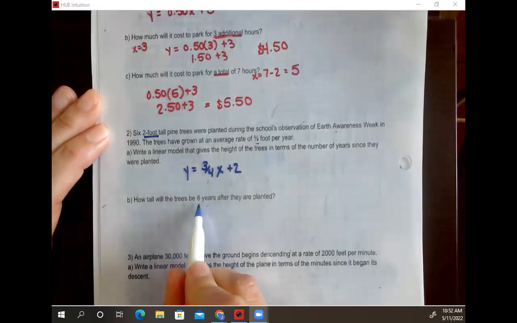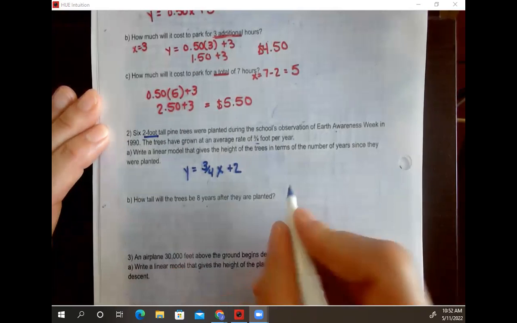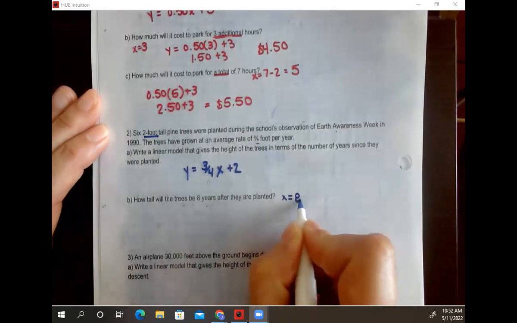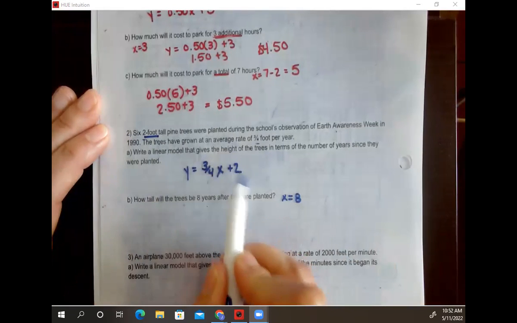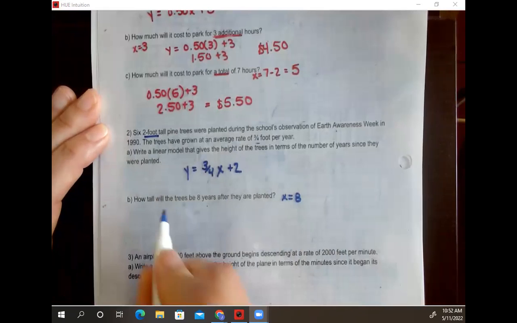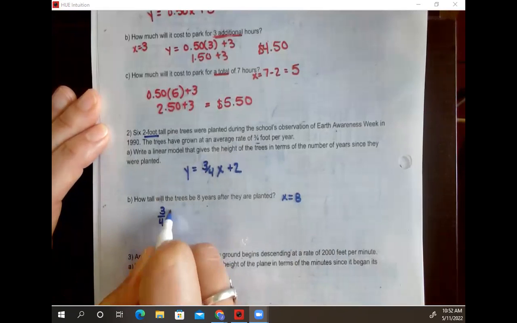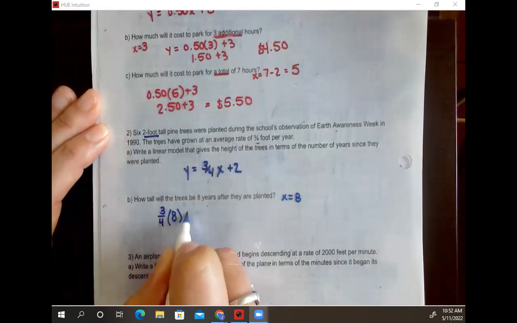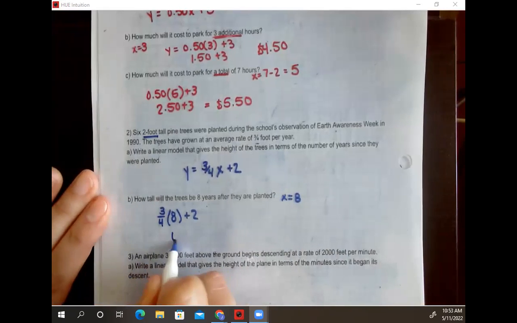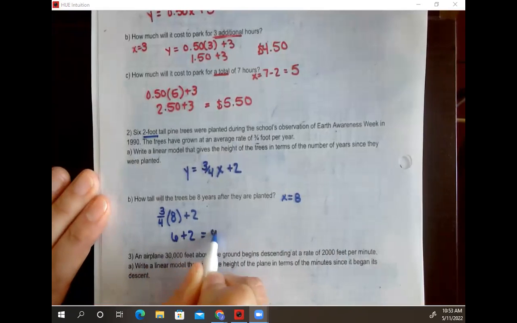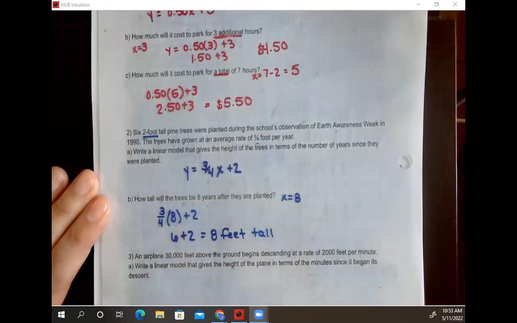How tall will the trees be 8 years after they are planted? So that means we're plugging in x equals 8. Okay, this says after they are planted. We know when they were planted is when they were that height. So I want 8 years from the time that they were planted. So this would be 3/4 times 8 plus 2. 3/4 times 8, that would give us 6. Plus 2 would be 8. So those trees would be 8 feet tall. Questions for me on number 2? This one not too bad?